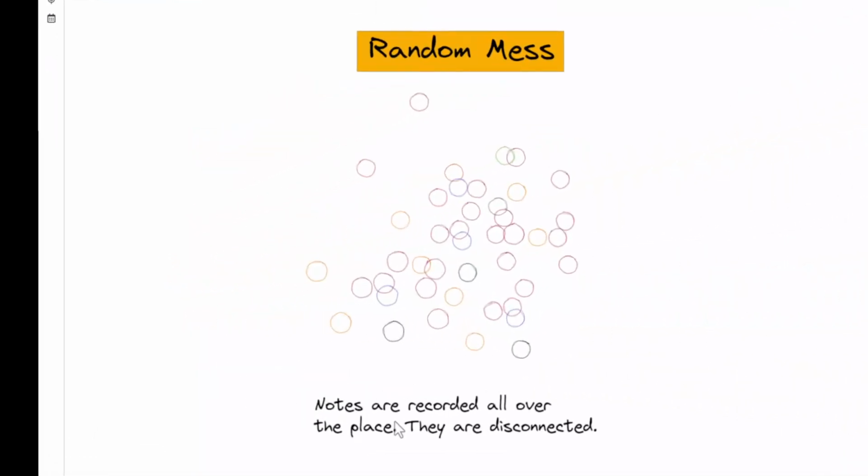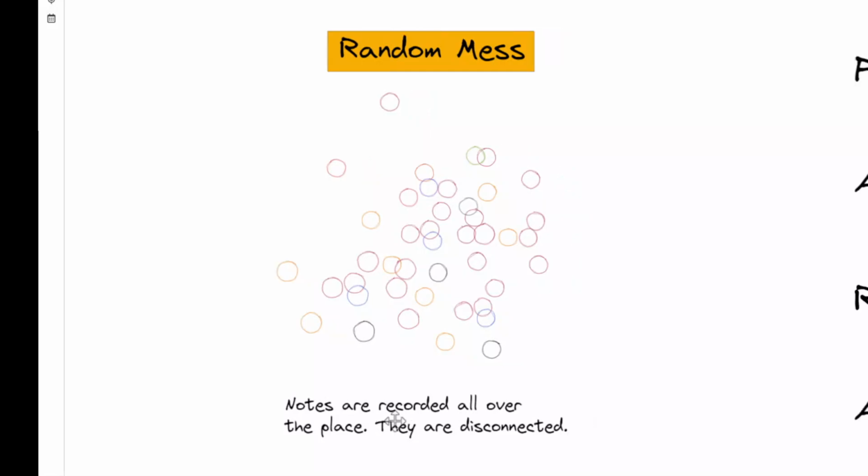So the first PKM style you can utilize is the randomness approach, which I would not recommend. This is having no structure at all. So if you talk about digital note taking, you have one folder. Whenever you make a new note, whether it is on a book, a recipe, health insurance, exercise, you just throw it under one blanket. There's no organization. Notes are recorded all over the place.